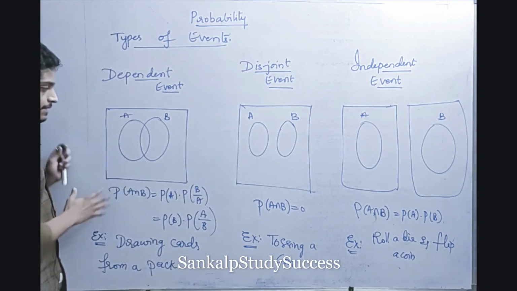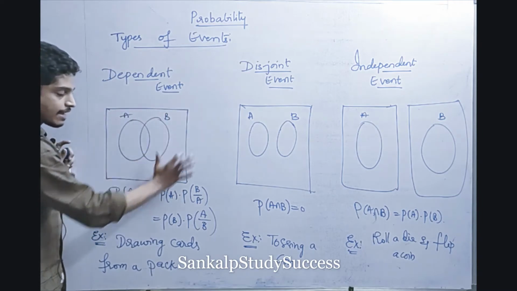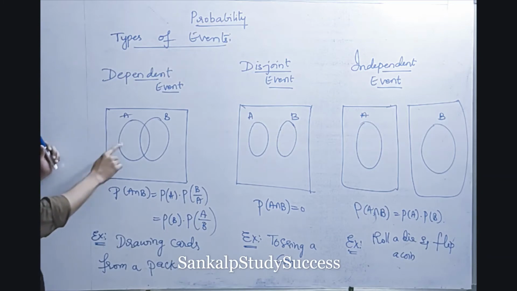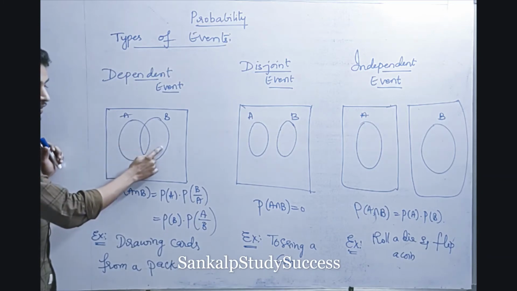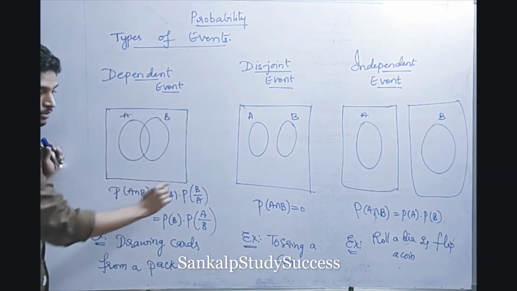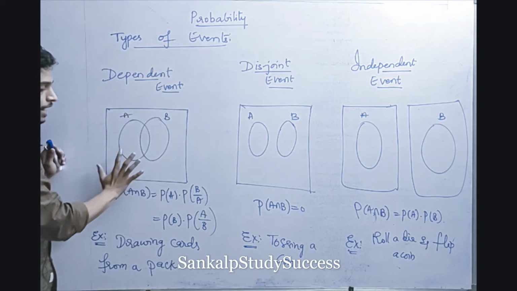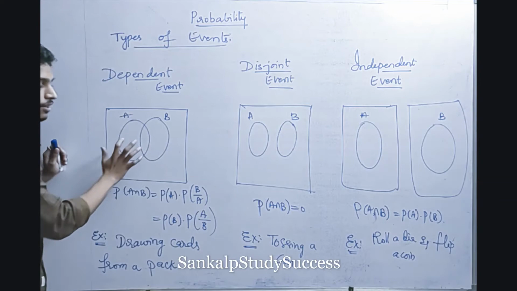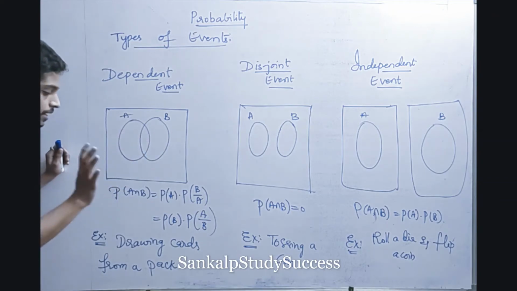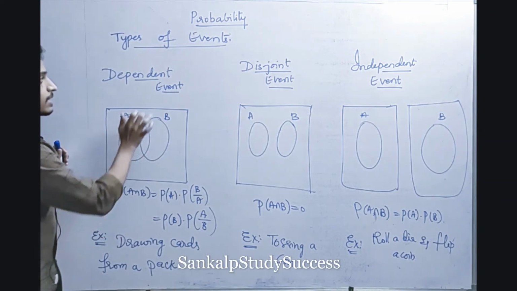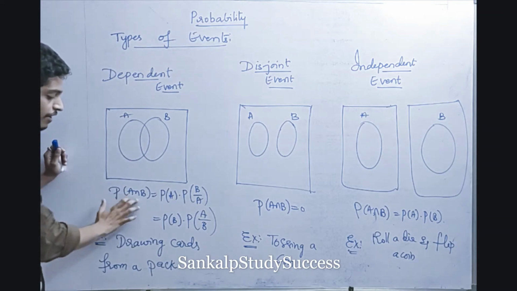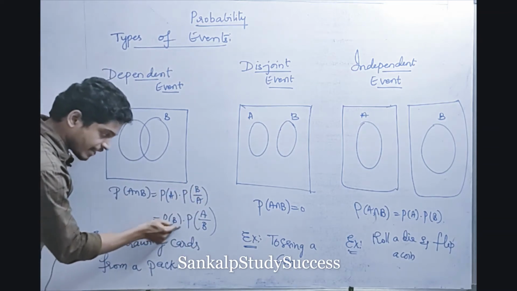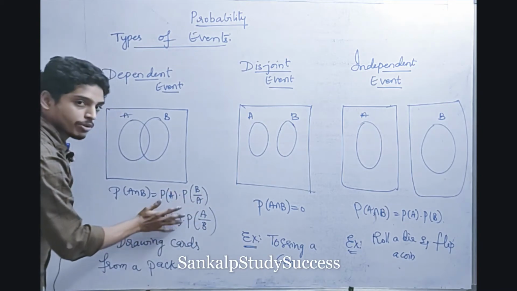Dependent event, in the sense, this is a sample space. This is the same trial. Two things are here. Occurrence of one event associating with the other event in the same trial, then those events are called dependent events, friends. So these two events are associated with each other. Remember, in the case of dependent events, P of A intersection B is equal to P of A into P of B by A, or P of B into P of A by B. This is called conditional probability. I will be telling you that also.